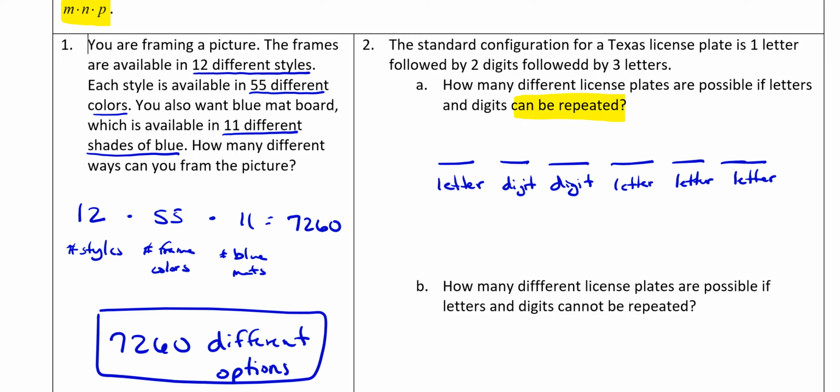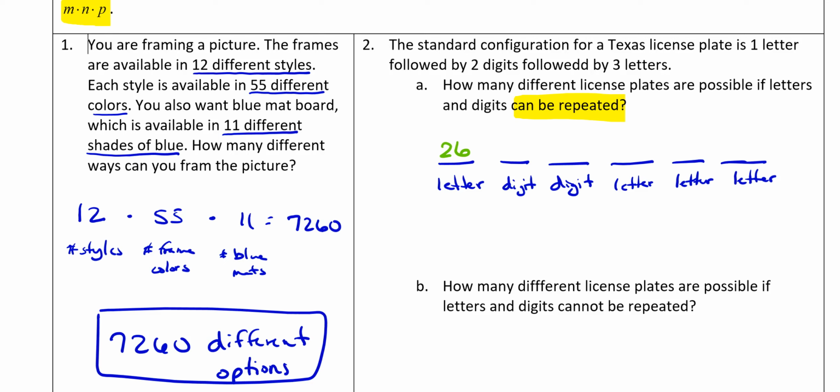We have how many letters in the alphabet? Hopefully you said 26. There are 26 letters in the alphabet in America. So 26 choices for the first letter. Now, how many digits are there? Well, hopefully you said 10 because you have 1, 2, 3, 4, 5, 6, 7, 8, 9, and 0.